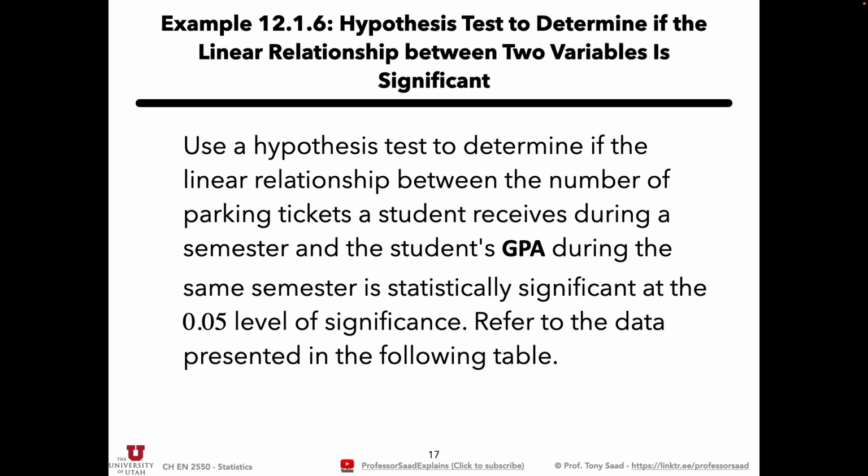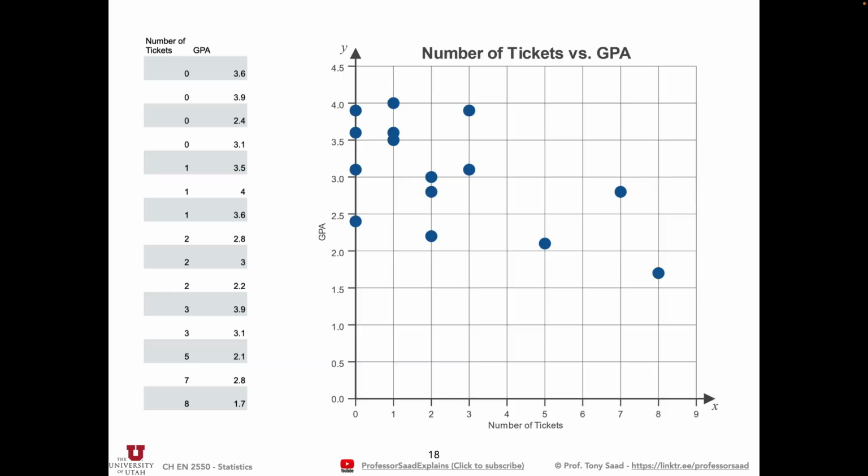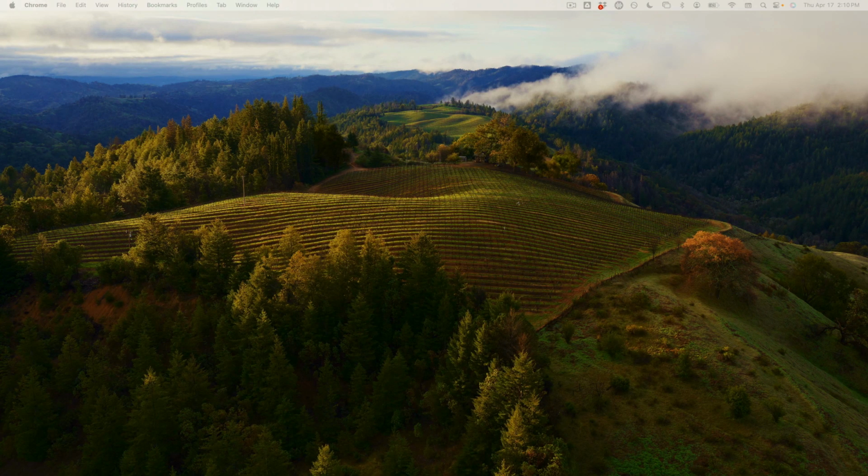So during the same semester, statistically significant at the 5% level of significance. I have the data for you already in your Google Sheet, and this is a plot of it. So let's go on Google Sheets, plot it, and do a significance test together. And I think I already have the answer in there for you.